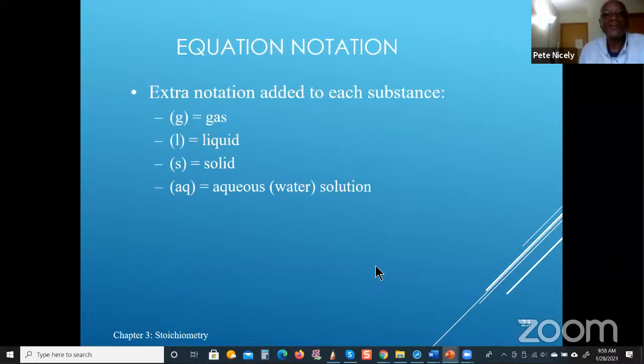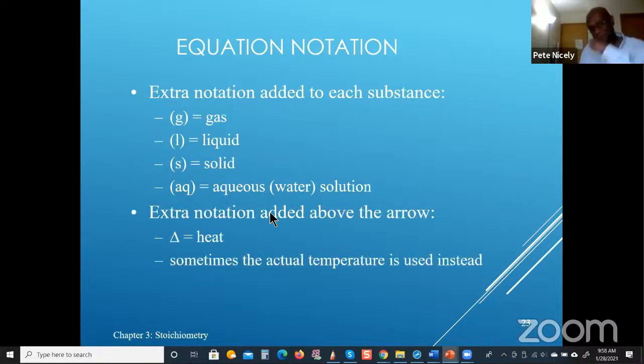There are some other symbols as well, such as the ones you see here on the screen: G for gas, L for liquid, S for solid, and AQ for aqueous solutions. These indicate the state of the substances involved in the reaction. You may see additional information, such as a small triangle, which represents heat. In other cases, you might see the actual temperature being used, and other conditions, such as pressure, and so on.